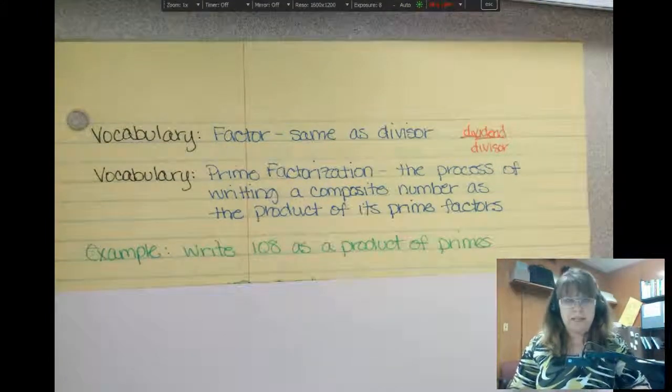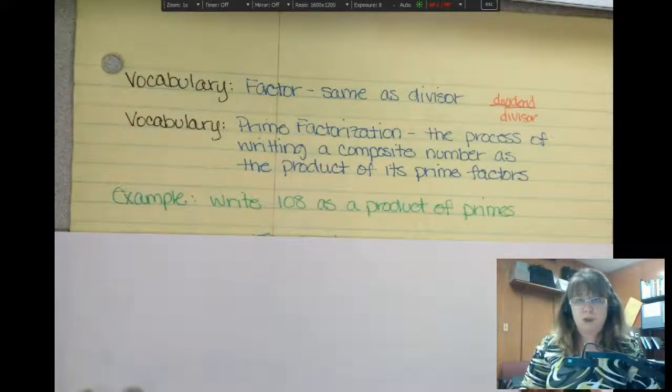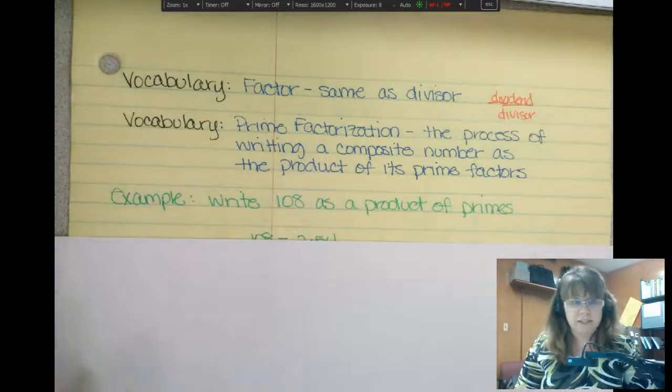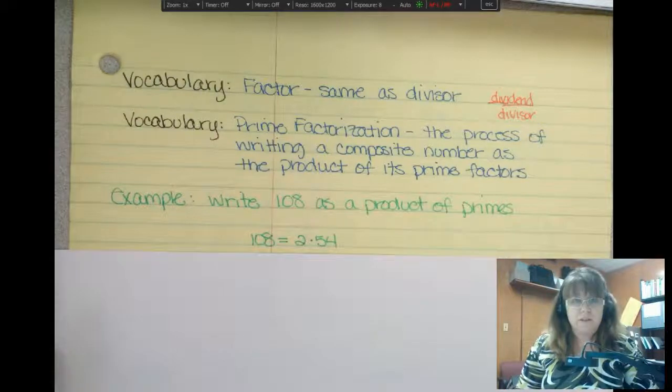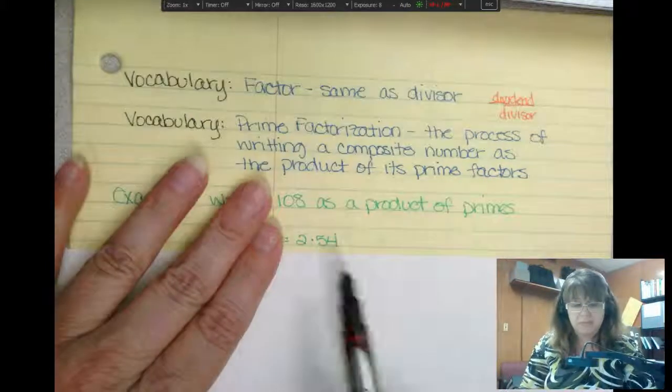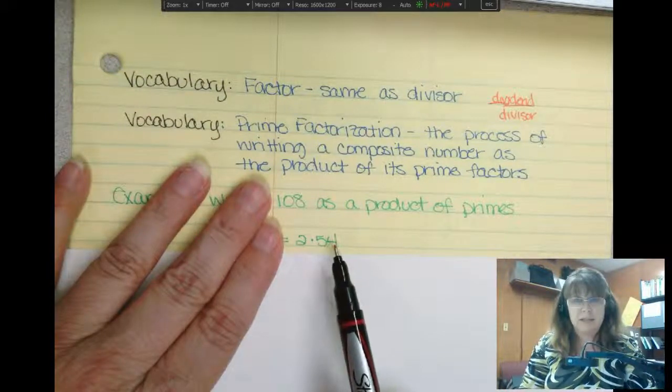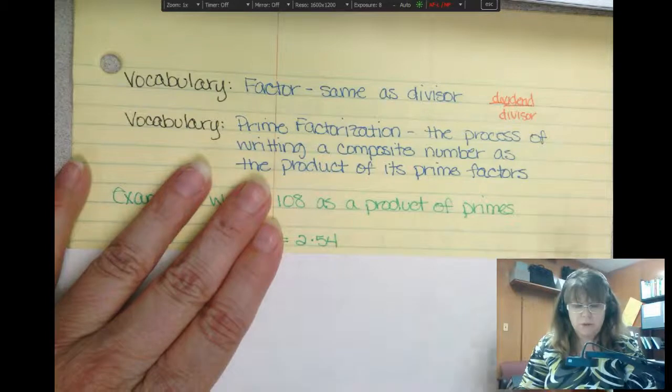So let's break down 108 into a product of its primes. Well, I don't know off the top of my head, so I'm going to take it step by step. The first thing is, I know 2 goes into 108 because it's an even number. So it's 2 times 54. But I'm not done because 54 is not a prime number. I know that because it's an even number and 2 can go into it.